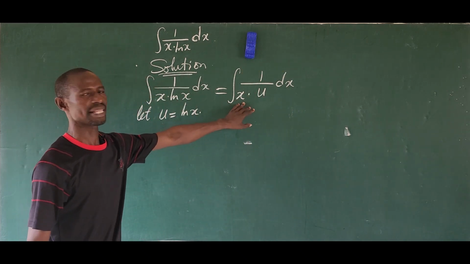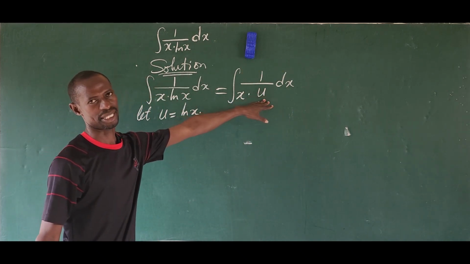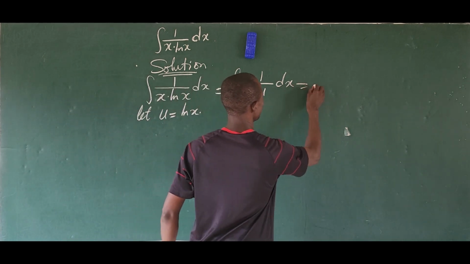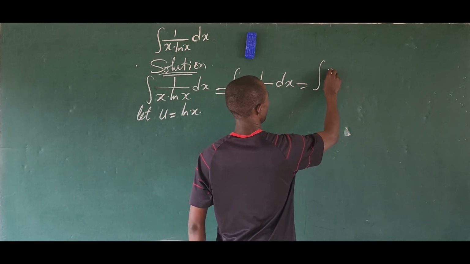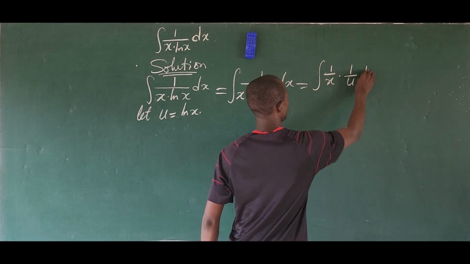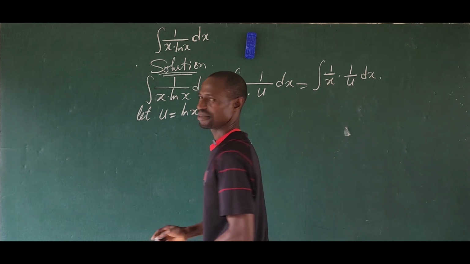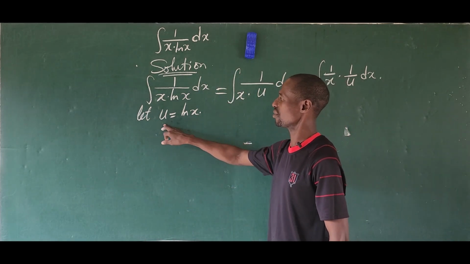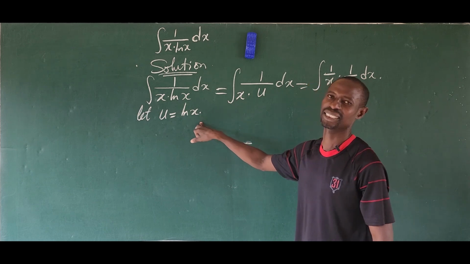We can equally rewrite this, separating this x from this, because this has changed the system already. So rewriting this is going to give us the integral of 1 all over x times 1 all over u dx. Now, let's come back to where we did a substitution here. We said, let u be equal to the ln of x.